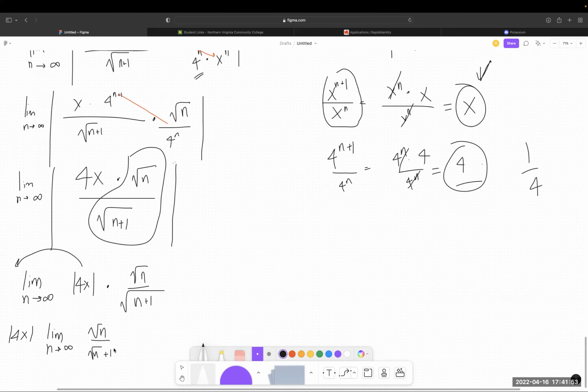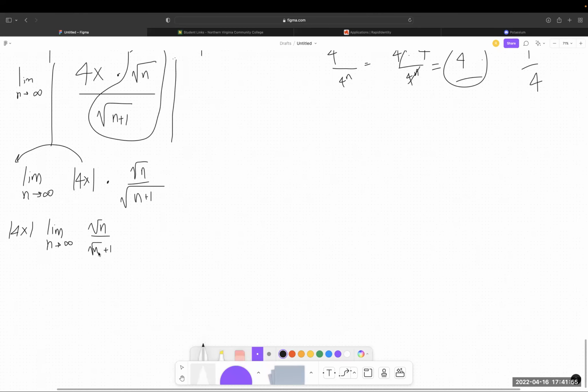N plus 1. And what do we notice? The power is the same on the top and the same on the bottom. If you can't see the power here, the idea is that the square root of n is the same thing as n to the 1/2. So they both have the same power here in the bottom. So with that in mind, it's just 1. So it's actually just 4x times 1. Okay, the absolute value of 4x.